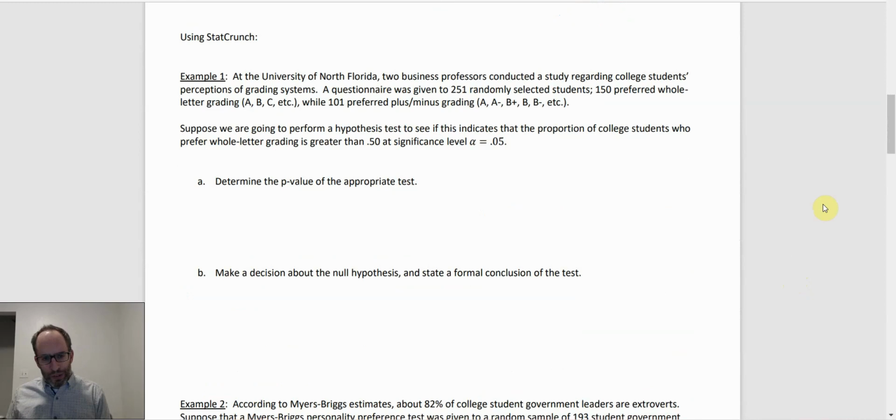All right, so this first example, and this is real. I don't have the actual article anymore, but I'm sure I could find it if I had to. So, at the University of North Florida, 2 business professors conducted a study regarding college students' perceptions of grading systems. And a questionnaire was given to 251 randomly selected students. 150 said they prefer whole letter grades, so just A, B, C, and so forth, with no pluses and minuses. And then 101 preferred plus or minus grading, so to have minuses and pluses in there.